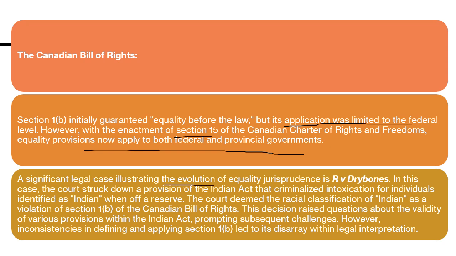A significant legal case illustrating the evolution of equality jurisprudence is R versus Drybones. In this case, the court struck down a provision of the Indian Act that criminalized intoxication for an individual identified as Indian when off a reserve. So here there was discrimination against these indigenous people. The court deemed that this racial classification of individuals is a violation of section 1B.